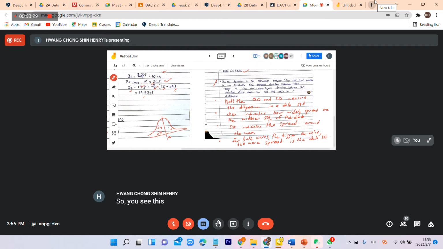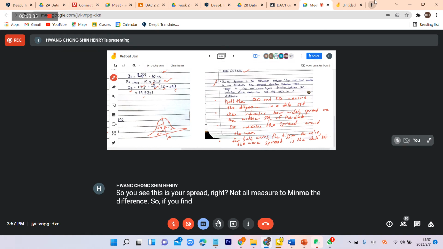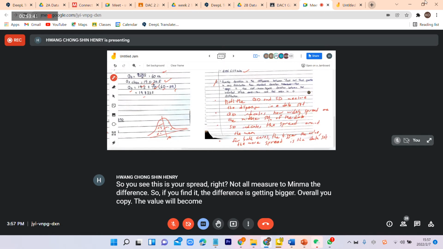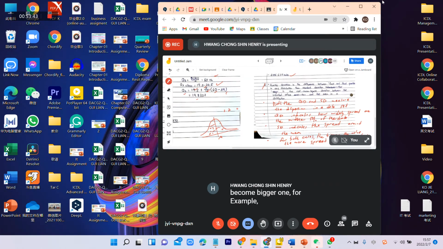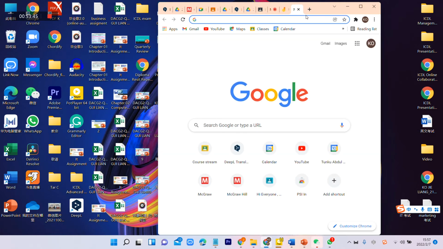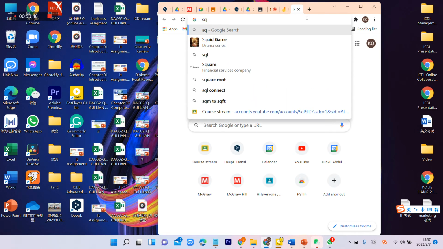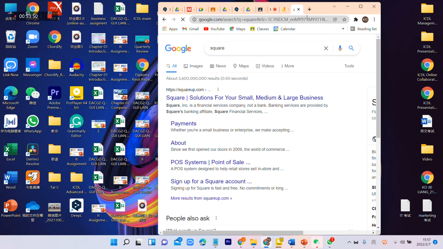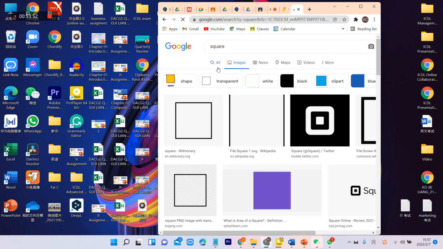So you see, this is your spread. We're not all measured to the mean, the difference. If you find that the difference is getting bigger overall, the calculated value will become bigger. For example, 2.7 and 3.5. Which one is bigger? This one is bigger, right? So this one is more spread than 2.7.